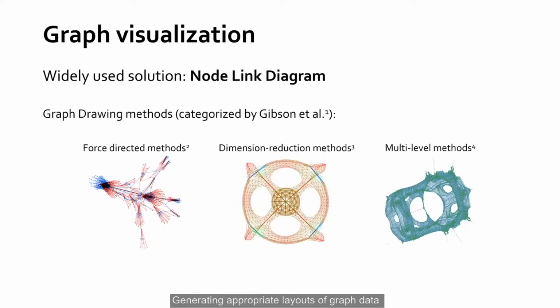Generating appropriate layouts of graph data has been a major research topic over the past decades. Among many solutions, node link diagrams are widely used. According to the taxonomy by Gibson et al., graph drawing methods can be categorized into three main kinds: force-directed methods, dimension reduction methods, and multi-level methods. However, additional layout optimizations or manual modifications are typically required to improve readability according to the visual aesthetics.